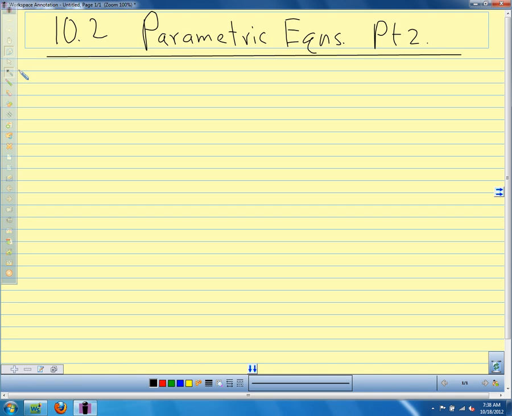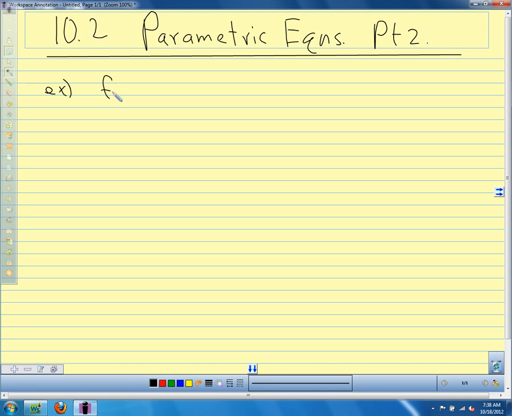A cycloid is an example of a more complicated curve, and I want to show how we find a set of parametric equations for a cycloid. And then I have a nice little demonstration of all different kinds of cycloids, because cycloids are really cool curves. So today, again, we're just concentrating on how we find a set of parametric equations for a curve.